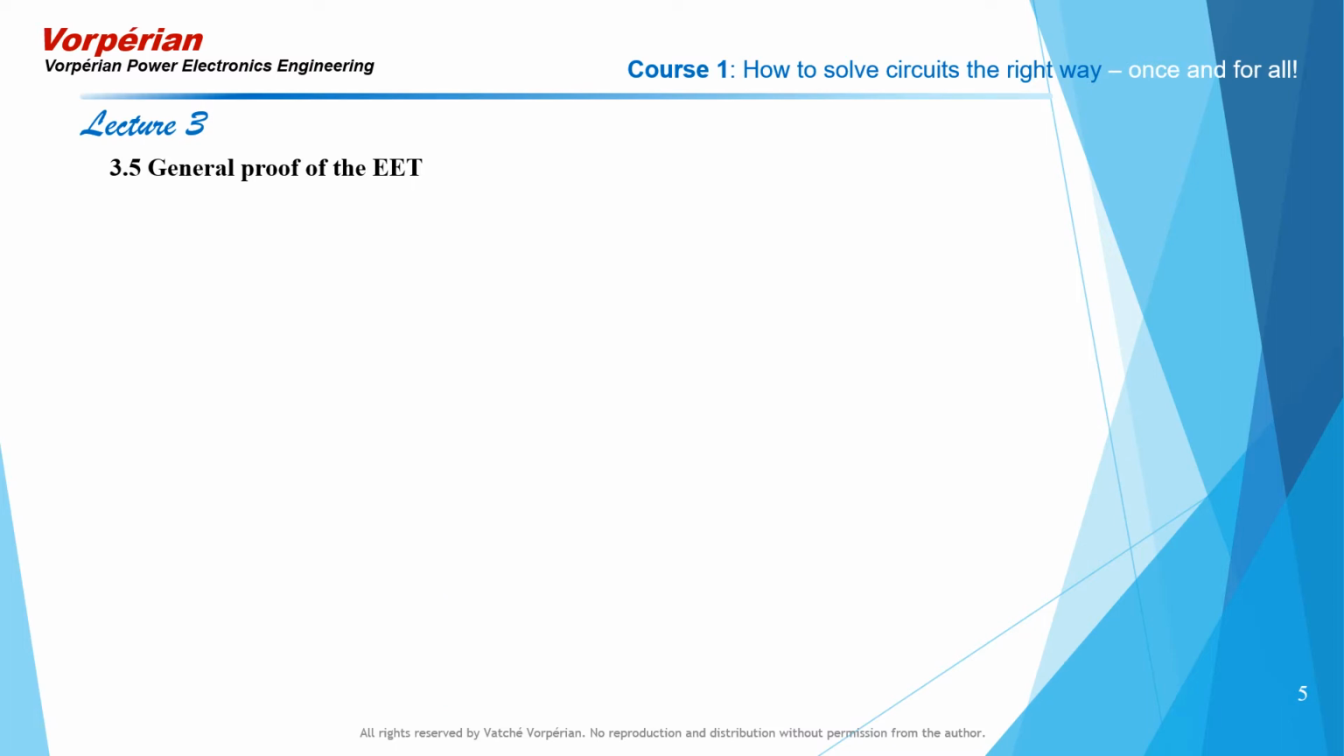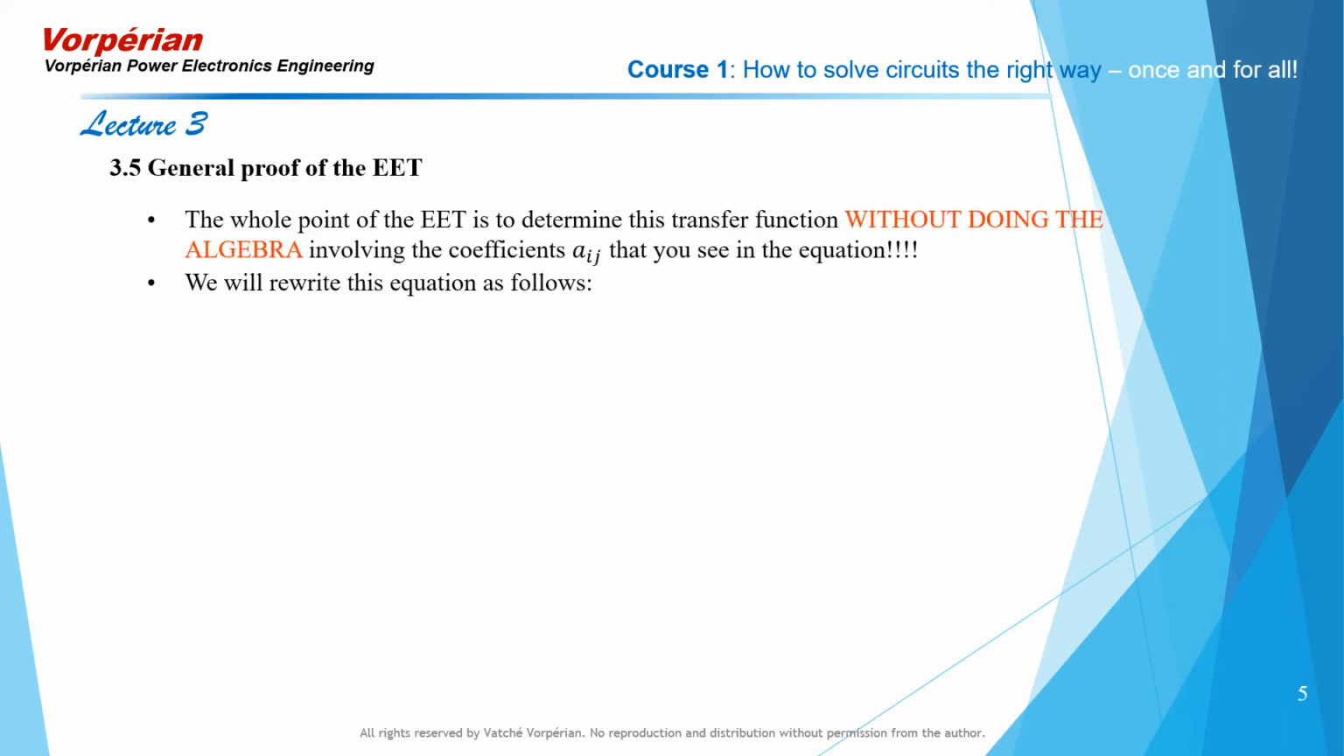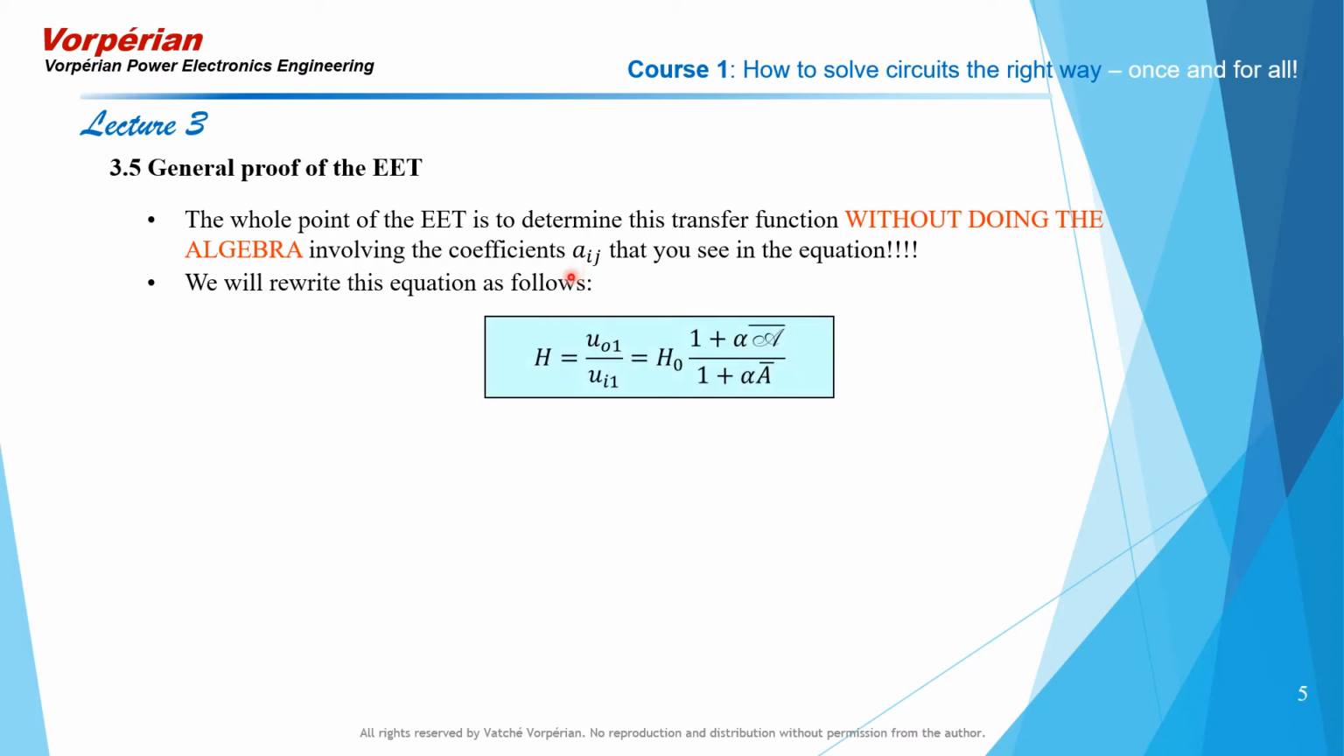Now the whole point of the extra element theorem is that you want to determine this transfer function without doing the algebra involving the coefficients aij that you see in that equation. To do so, we rewrite that equation as follows. In it, we have introduced h0, script a bar, and Roman a bar.